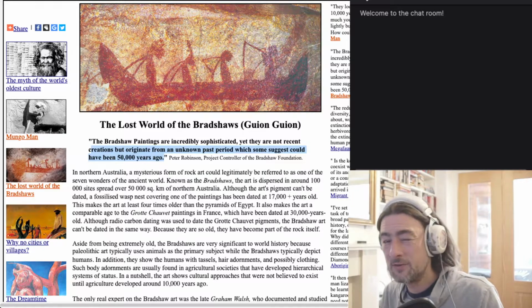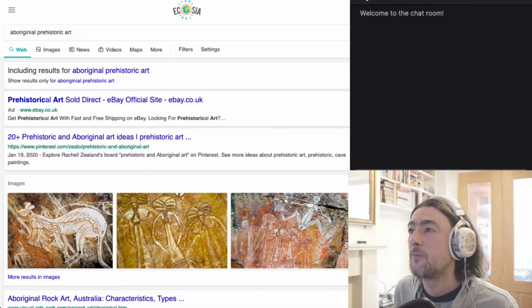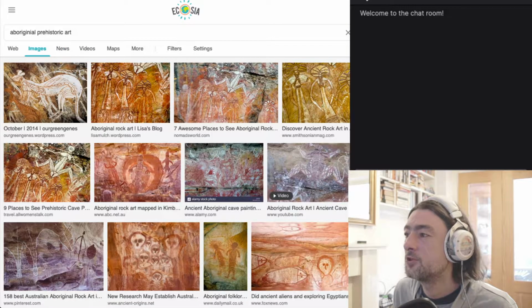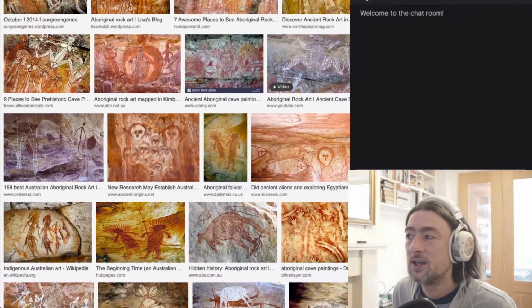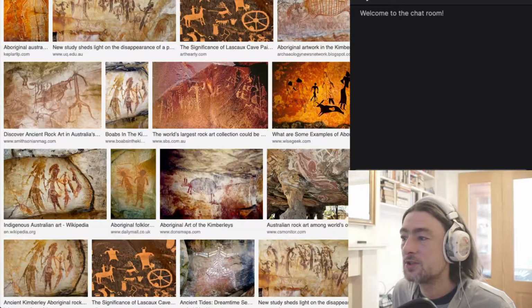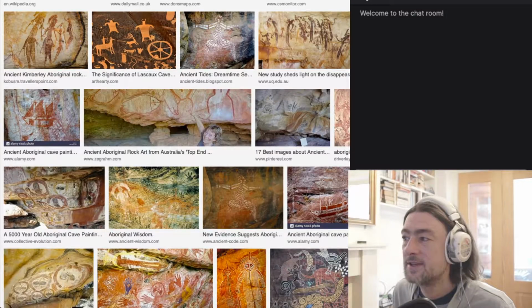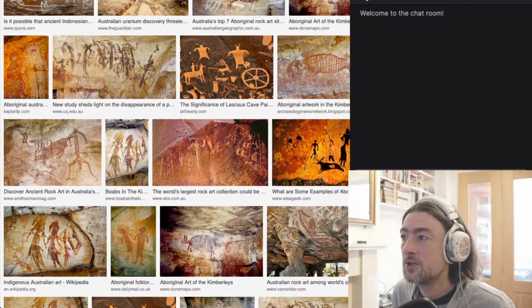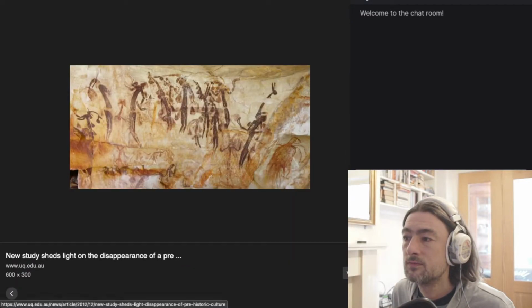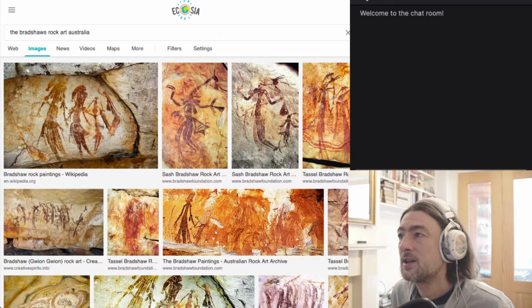And yesterday, I don't know if you remember, but we looked at a picture. There were these images of Aboriginal prehistoric art, and I saw a picture and I was like, this one looks too modern. And maybe it's a fake. It was one of these styles of strange images. And it turns out they are the Bradshaw rock paintings.